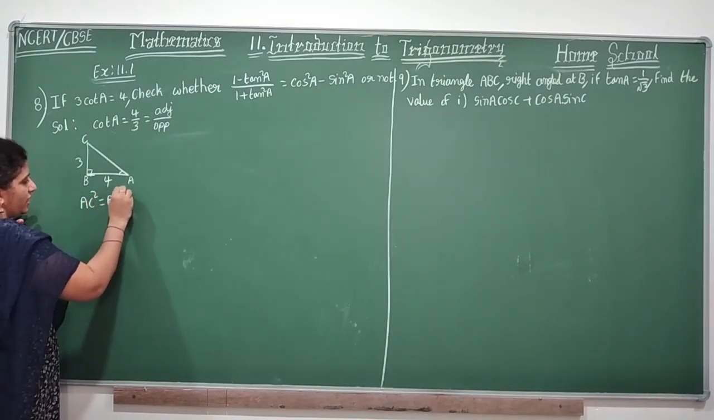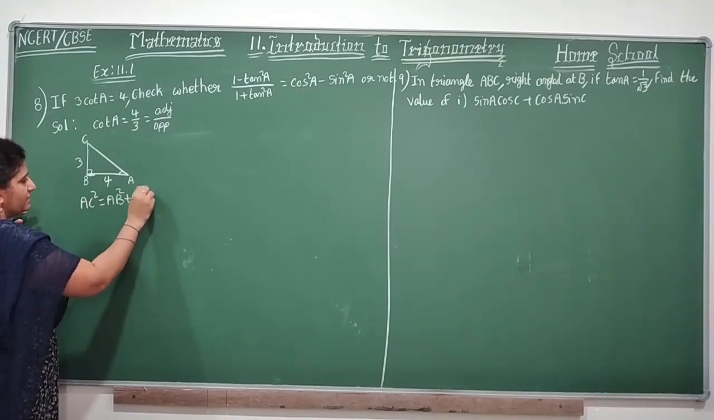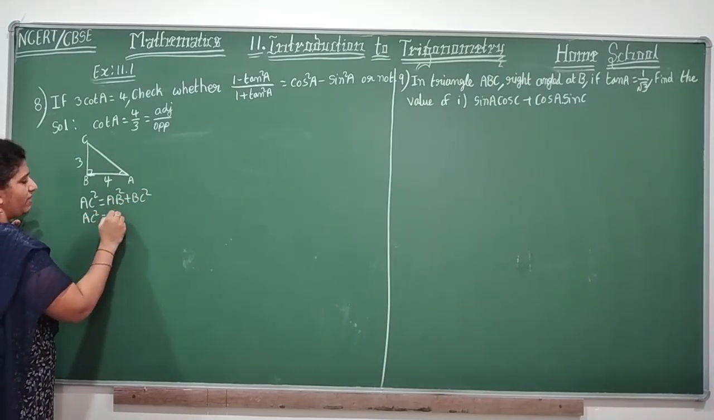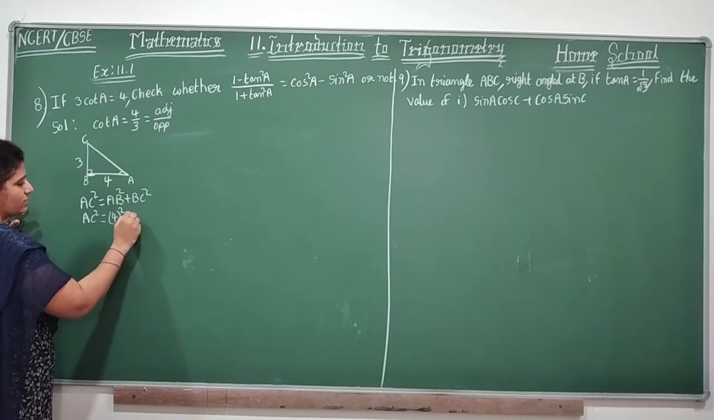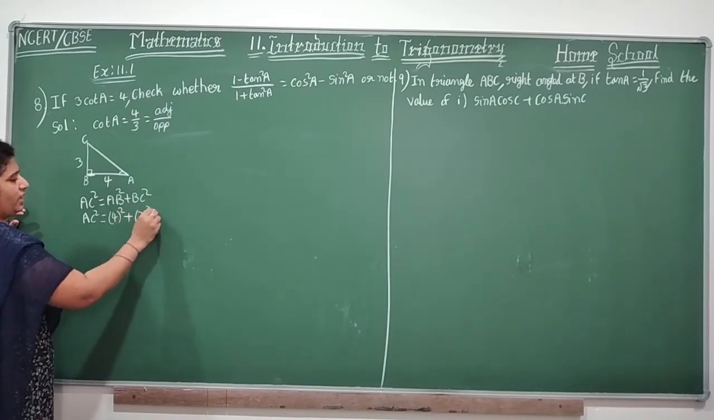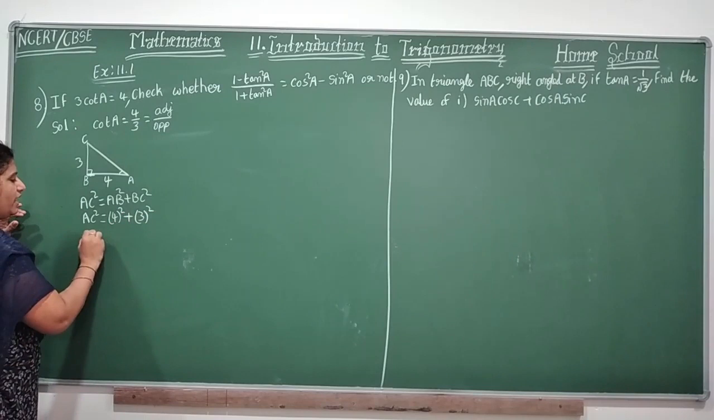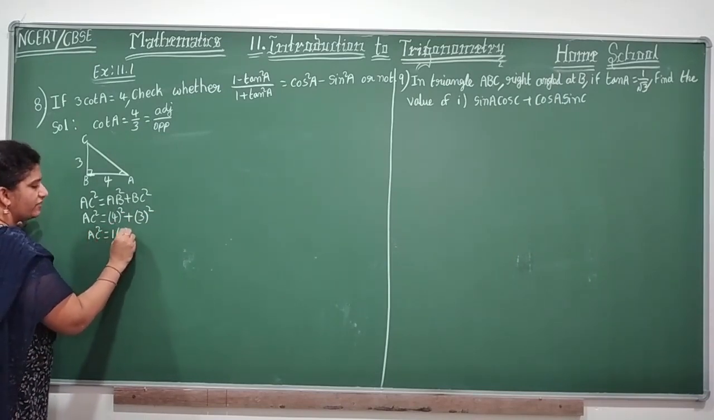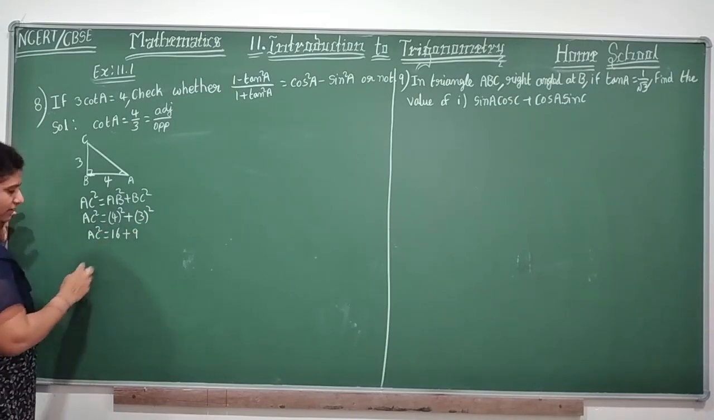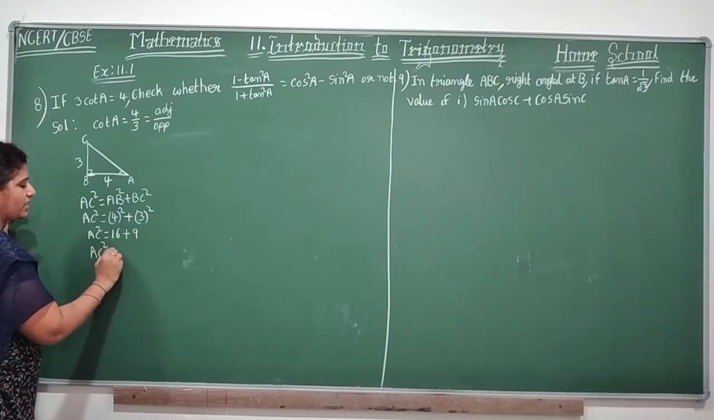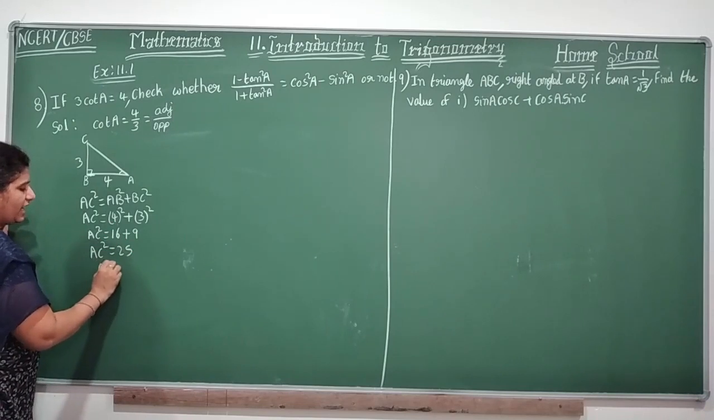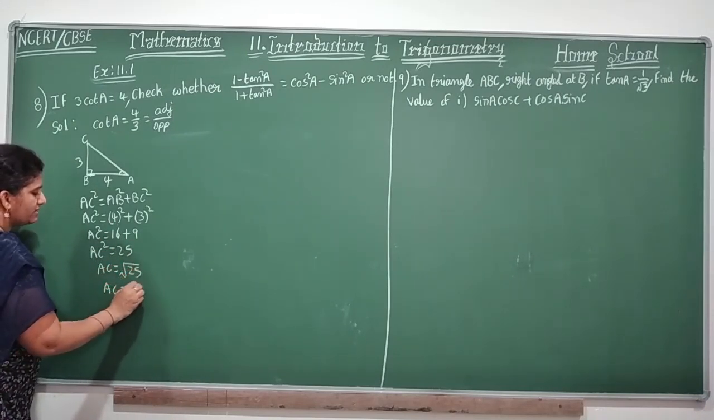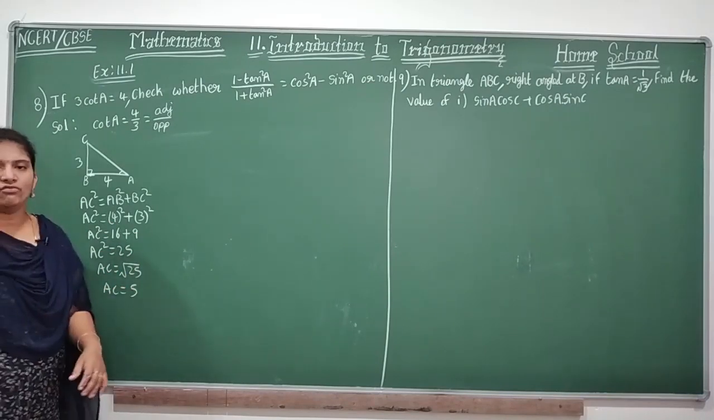AC square is equal to AB square plus BC square. AC square is equal to 4 square plus 3 square. 4 4s are 16, 3 3s are 9. AC square is equal to 25. AC is equal to square root of 25. That is, AC is equal to 5.